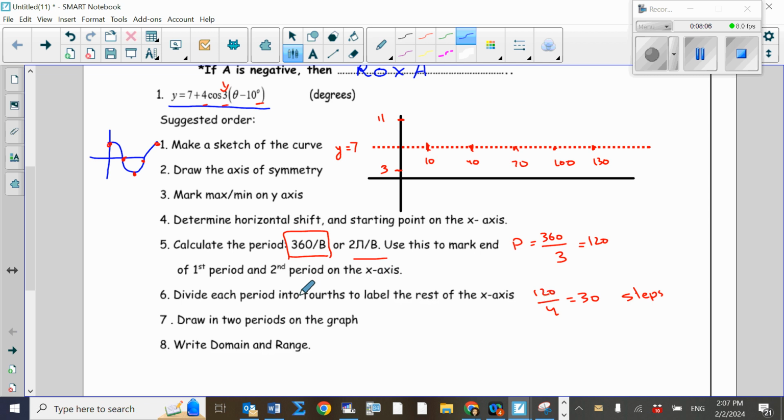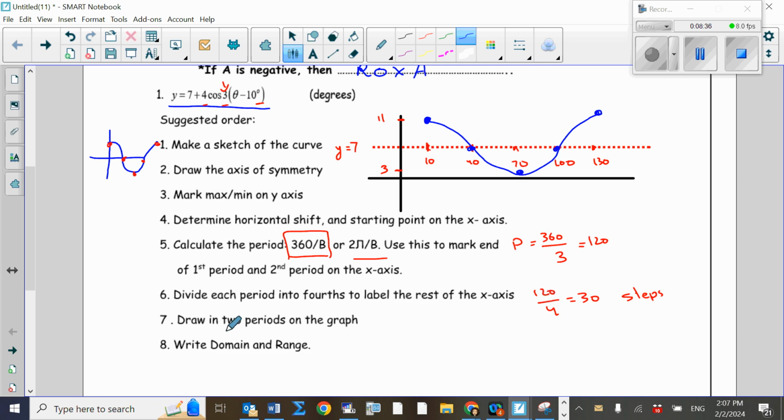Okay, now we can start graphing the curve of the function. Since this is a cosine function, we start with a high point. The first critical point is at 10. So the high point is here. The next one is a midpoint. Then we have a low point, mid, and then high point. So this is one cycle of the graph.